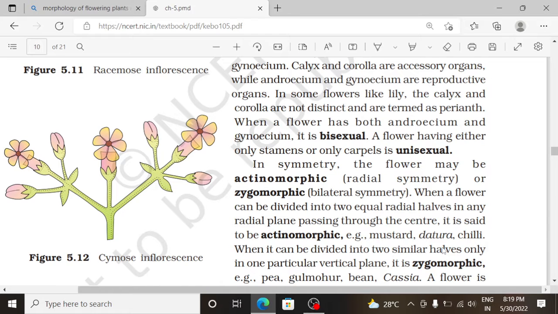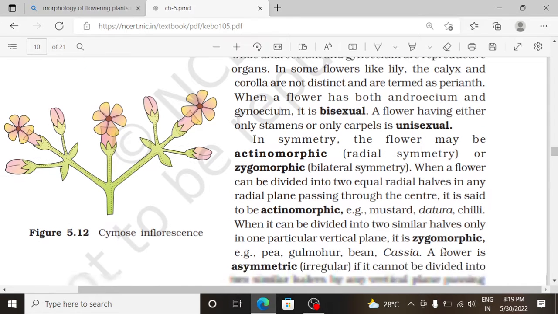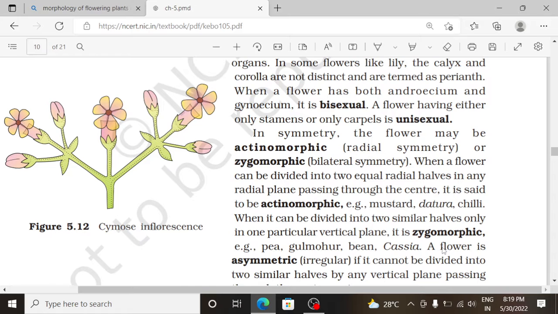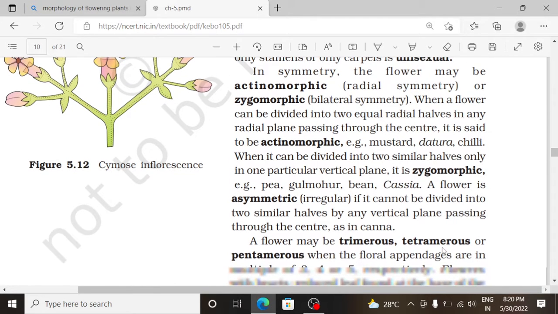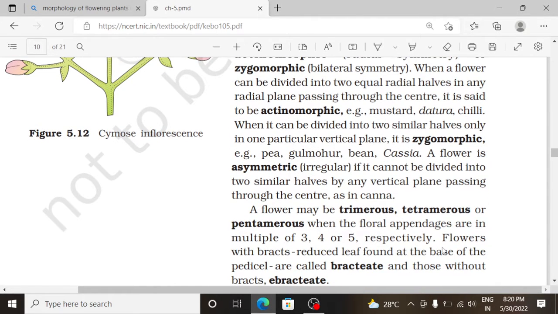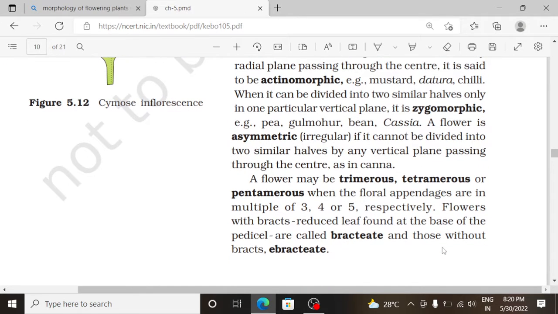In symmetry, the flower may be actinomorphic, that is radial symmetry, or zygomorphic with bilateral symmetry. When a flower can be divided into 2 equal radial halves in any radial plane passing through the center, it is said to be actinomorphic. Example: mustard, datura, chili. When it can be divided into 2 similar halves only in one particular vertical plane, it is called zygomorphic. Example: pea, gulmohar, bean, cassia.